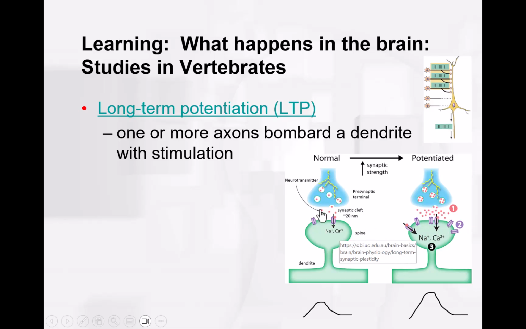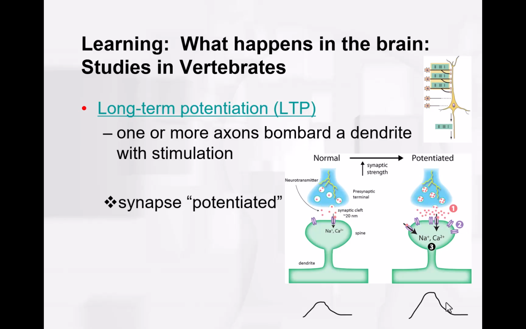So here's normal stimulation. You have the presynaptic cell, you have the postsynaptic cell, and you have this depolarization, remember, this EPSP in the postsynaptic cell. Well, after long-term potentiation, when that axon's been bombarded by one or more axons with lots of stimulation, it becomes potentiated, so that the depolarization is greater. So again, the synapse becomes potentiated, or more responsive. Or as it's saying here, the synaptic strength increases.